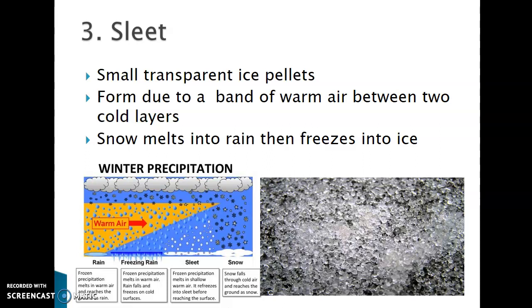This happens because the snow melts back into liquid water as it passes through warmer air, and then it freezes again if it hits another band of colder air. And so we have snow that melts into rain and then freezes into ice. And this diagram shows kind of how that happens.